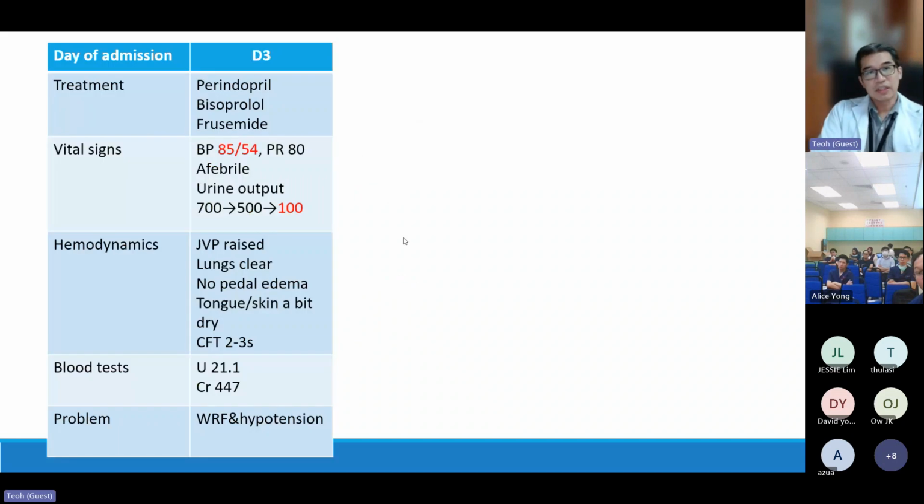So these are the scenario. BP is borderline, heart rate is 80, urine output is very poor. In fact, now he is already anuric. JVP is raised, lungs clear, no pedal edema, tongue and skin a bit dry according to the medical officer, and capillary filling time is about 2 to 3. The problem we are facing now is worsening renal function and hypotension.